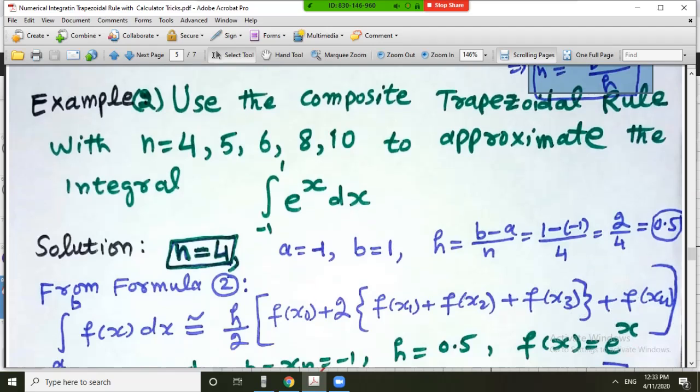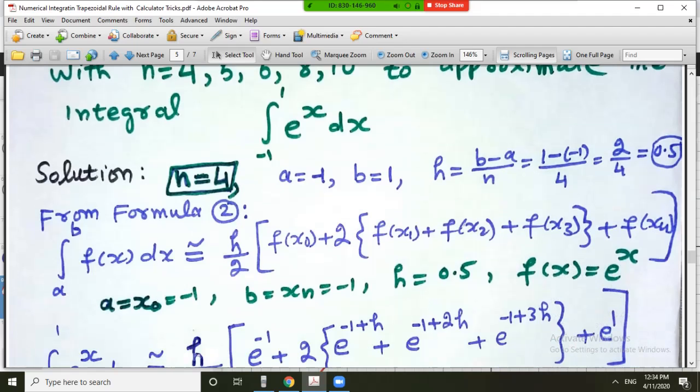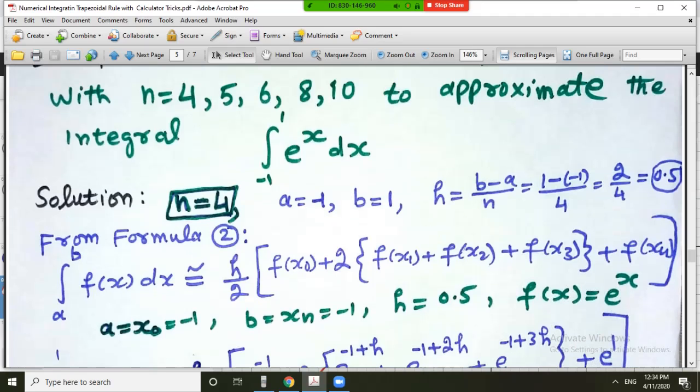Let us now solve some examples on composite trapezoidal rule. The first one is: use the composite trapezoidal rule with n equal to 4, 5, 6, 8, 10 to approximate the integral of e power x from minus 1 to 1. I have chosen this example because I want to compare the results with the normal trapezoidal rule, and here we will use composite trapezoidal rule. So for n equal to 4, a is equal to minus 1, b is equal to 1, h is equal to b minus a by n, which is 0.5.